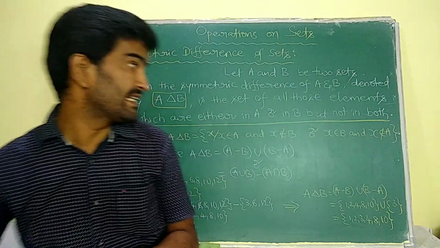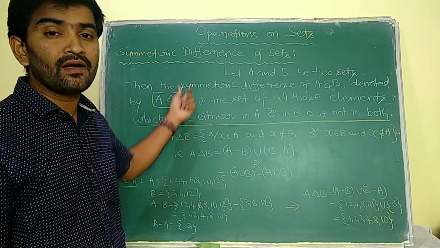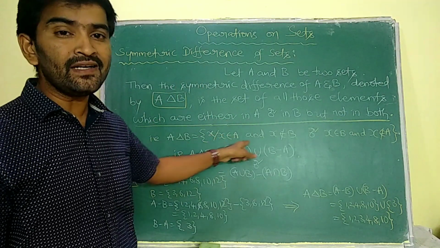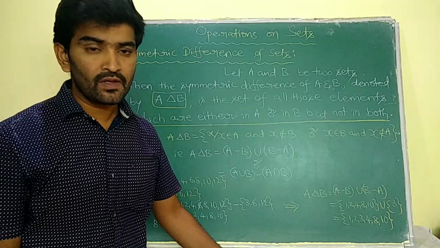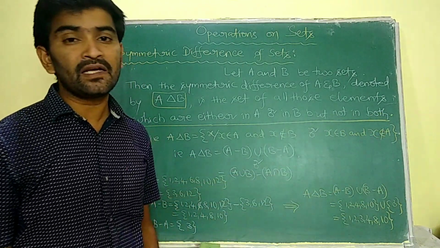I hope you understand that. Now see, the set builder form of A delta B is X such that X belongs to A and X does not belong to B, or X belongs to B and X does not belong to A.